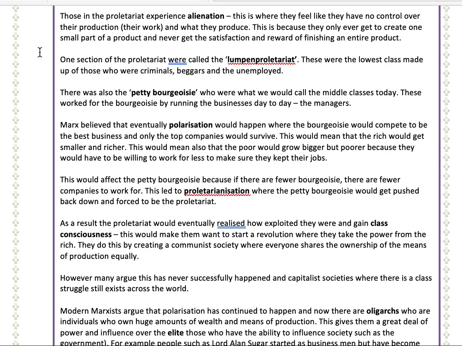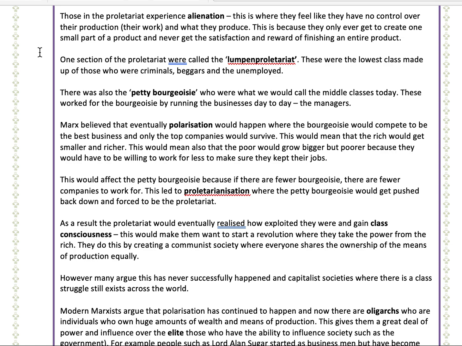Some other keywords you need to know: the lumpen proletariat. They are below the proletariat, people that don't work, so unemployed people, including criminals. And he also talked about a group called the petty bourgeoisie. This was a group below the bourgeoisie, but slightly above the proletariat, and they are kind of the day-to-day managers. So the factory managers, we would call them the middle class today.